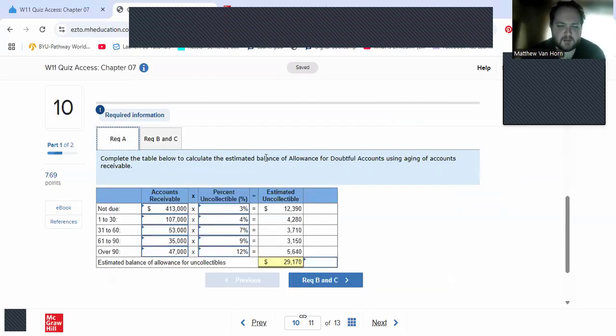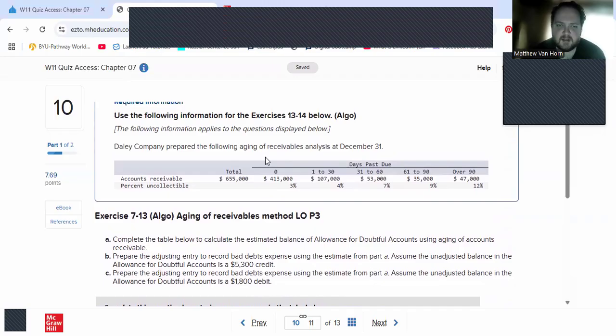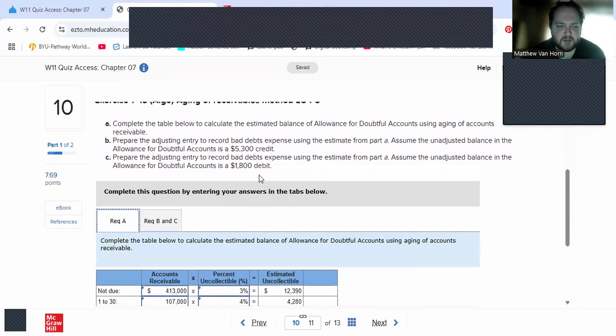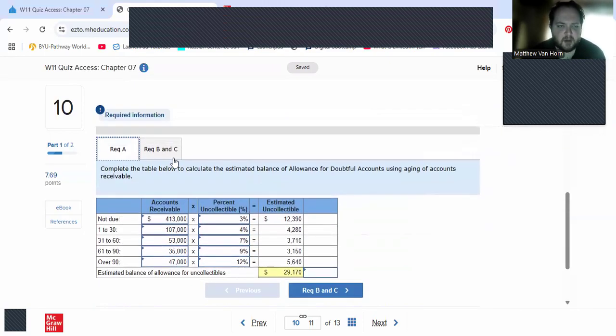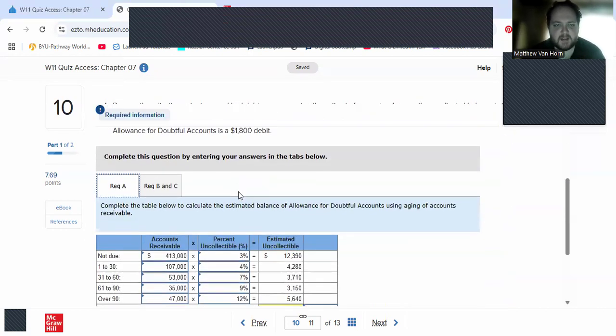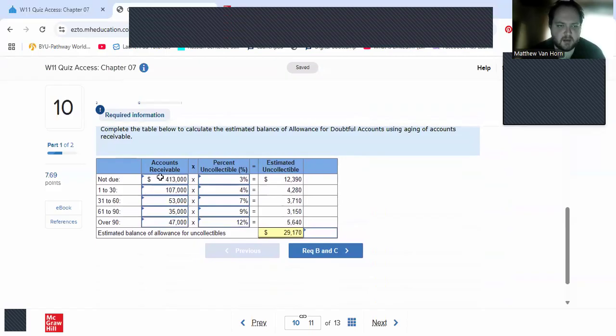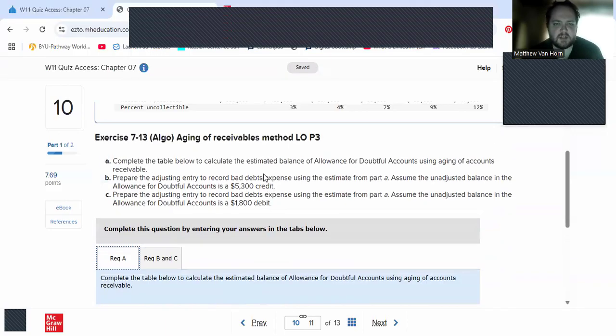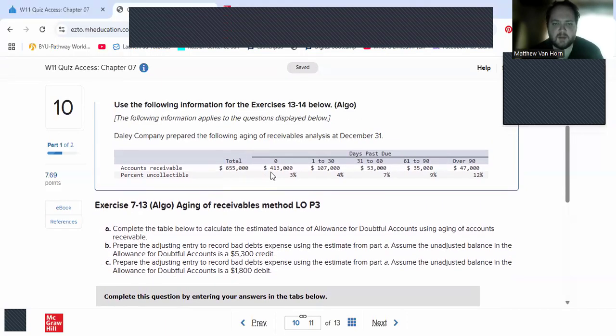So this one's actually more straightforward than I expected. For the first part, part A of problem 10, this is basically just going to be data entry. Down here, you have the columns accounts receivable, percent uncollectible, and so forth. You're just going to go up to this little diagram here and it gives you the numbers.